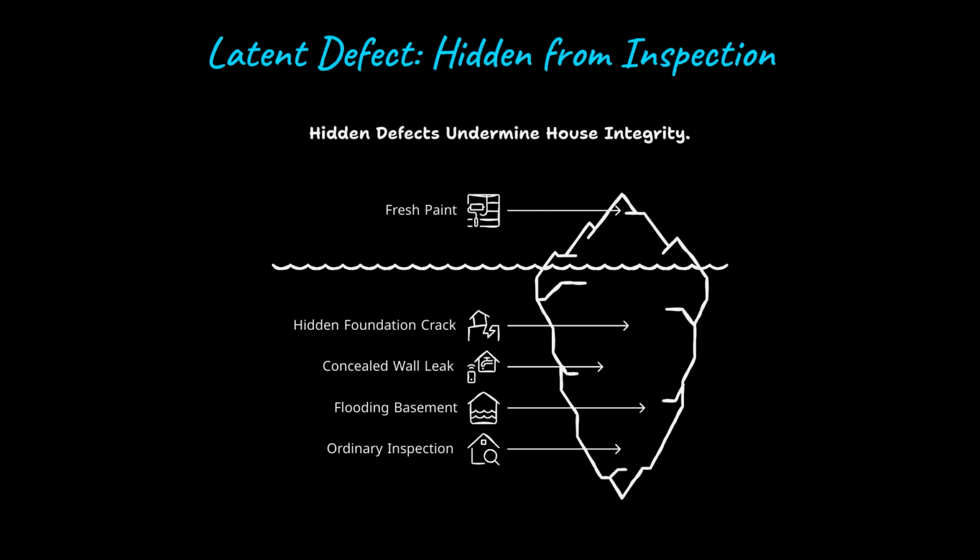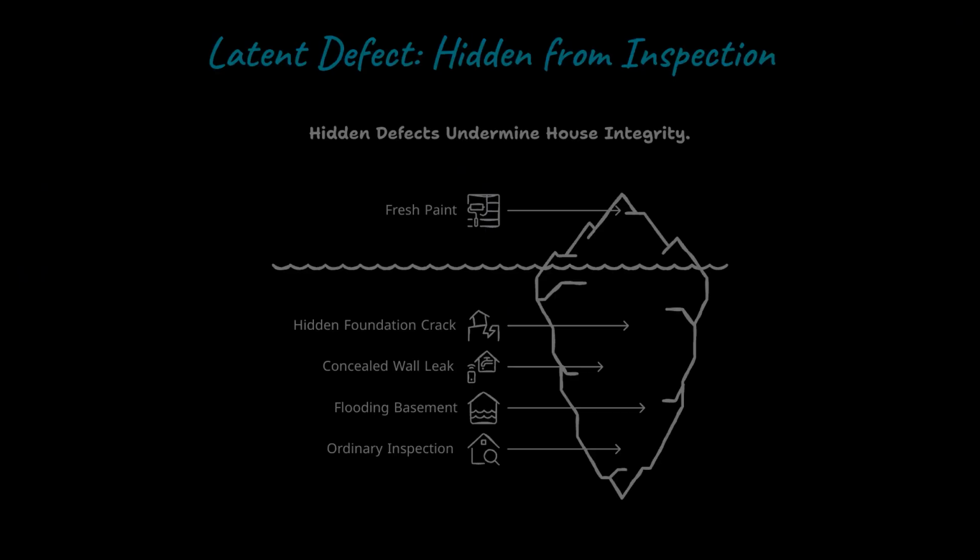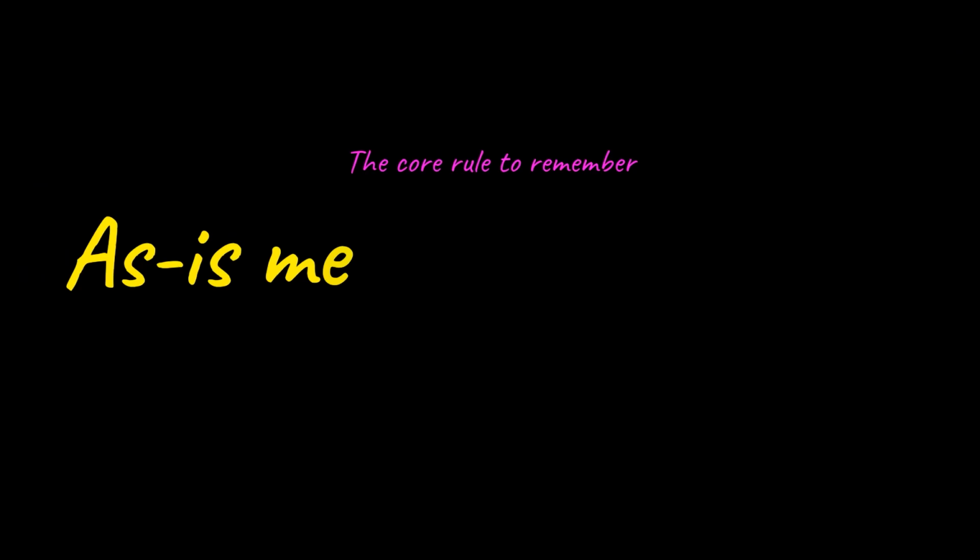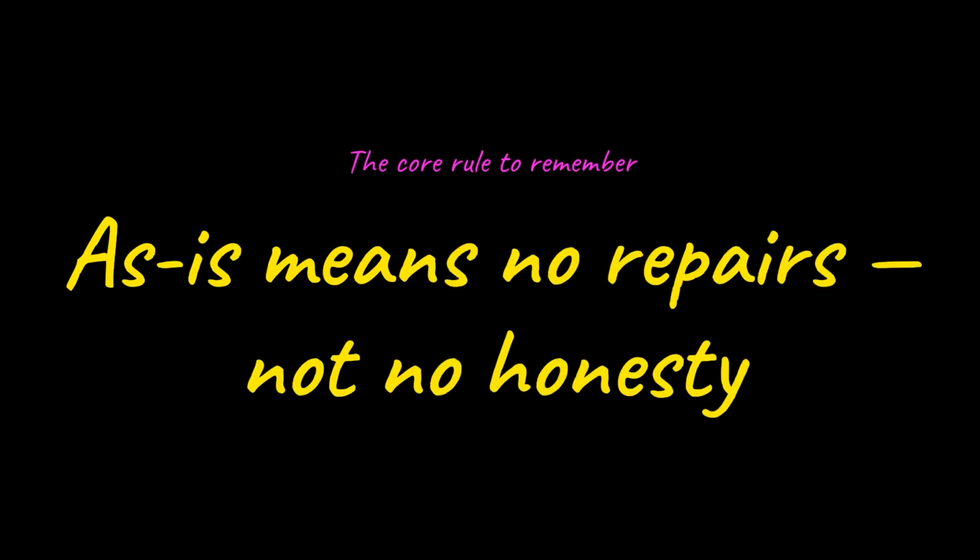Only the seller knows it exists, which is precisely why disclosure is required, as it provides no shield for active concealment or fraud. The buyer retains full inspection rights, and caveat emptor, let the buyer beware, does not protect a seller who hides a known defect or lies in answer to a direct question. Known latent material defects must always be disclosed, even in an as-is sale. The law separates the refusal to repair from the duty not to deceive. As-is means no repairs, not no honesty.